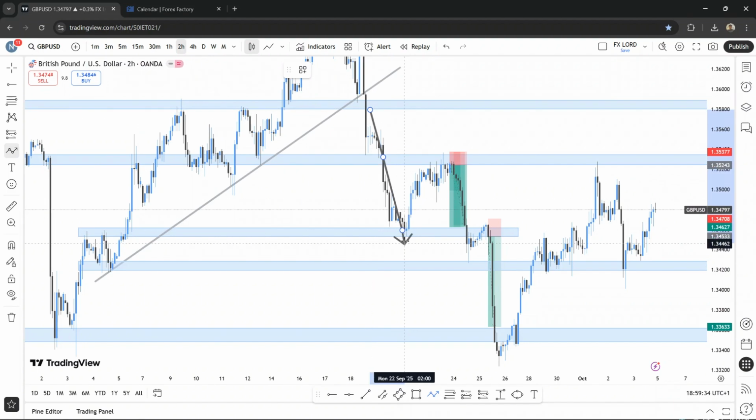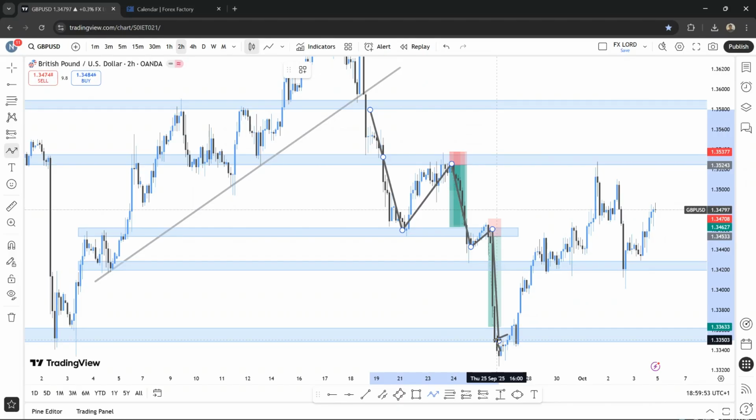Same thing, when I saw another confirmation to buy, I bought and I waited, and I took out my profit. And when I got here, I saw another confirmation to sell and I sold. When I got here, I knew that this was a break, a retest, and a drop. So this is trading zone to zone.